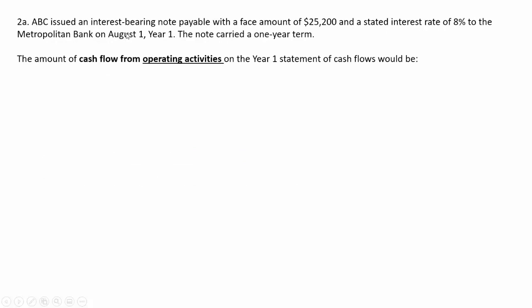ABC issued an interest-bearing note with a face amount of $25,200 and a stated interest rate of 8% to the Metropolitan Bank on August the 1st of year 1. When I say they issued a note, that just means they went to the bank and borrowed the money. Now, this is a 1-year note, and it was issued on August the 1st. And the question wants to know, what is the amount of cash flow from operating activities on year 1 of the statement of cash flows?